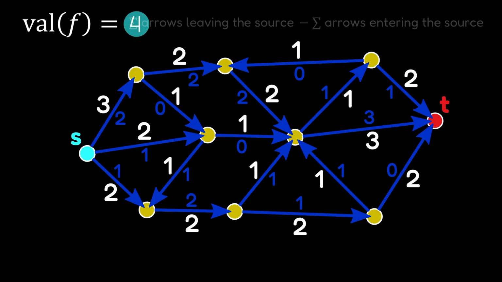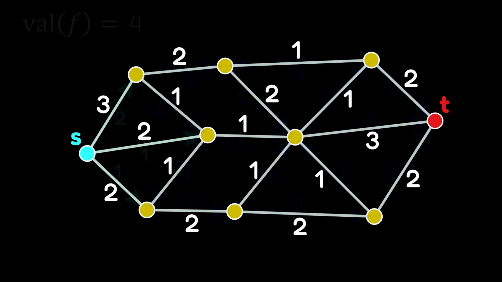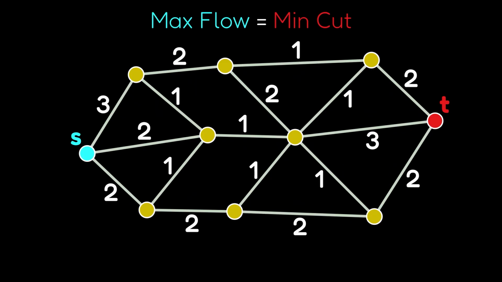So, here we have a flow with value equal to 4. Can we do better? Is it the maximum value of a flow in this graph? The answer is given by the max-flow min-cut theorem, which states the maximum value of a flow equals the minimum capacity of a cut.